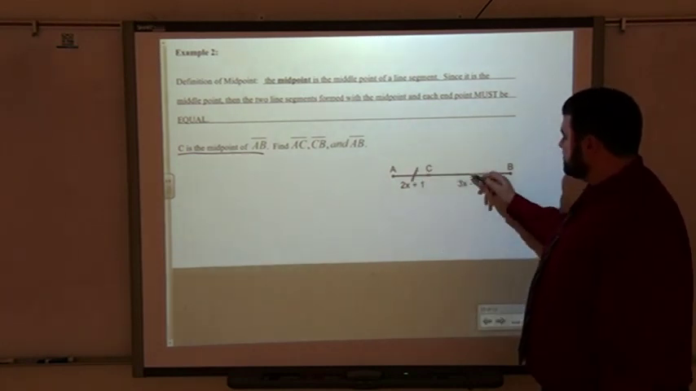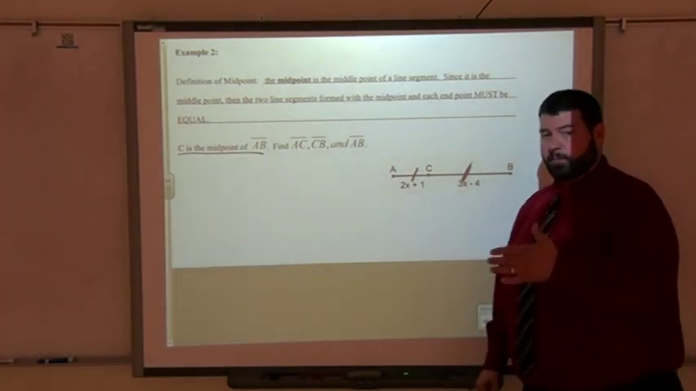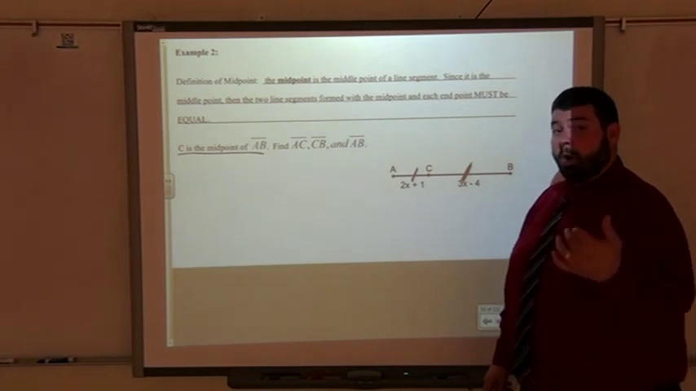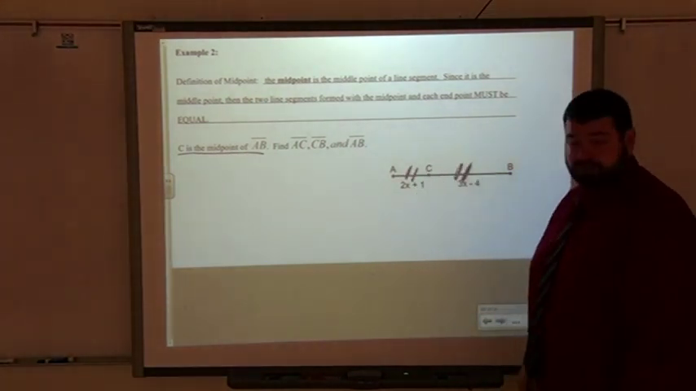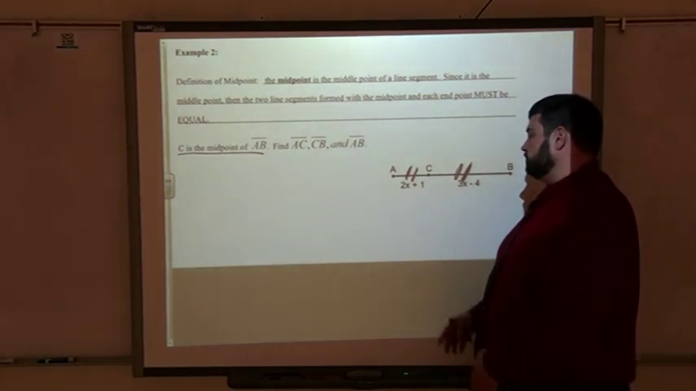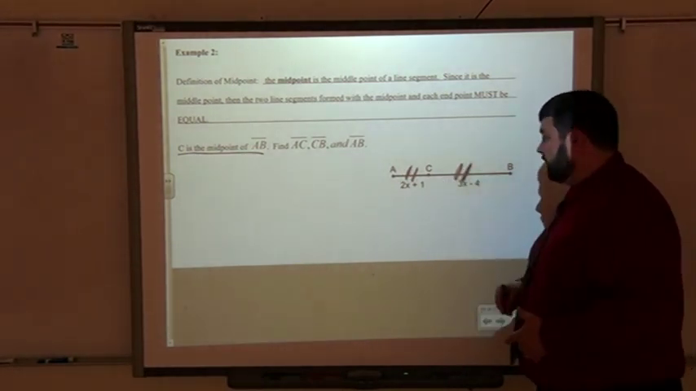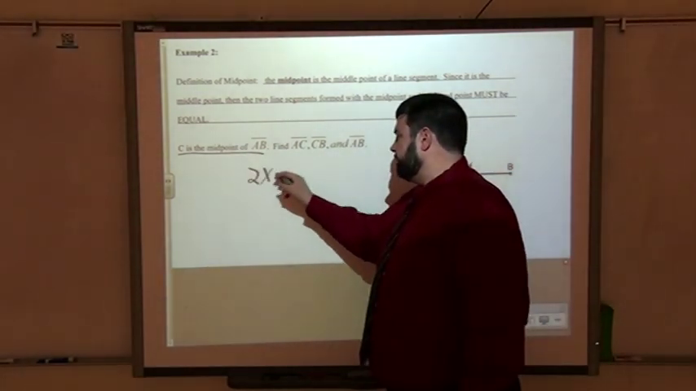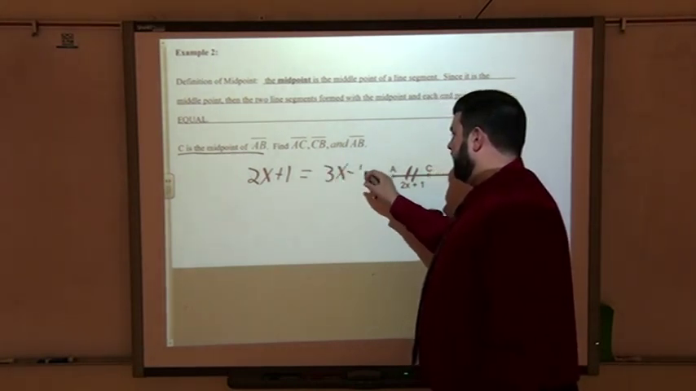Another way they can tell you that C is a midpoint is with slash marks, or sometimes called tick marks, where they say these two guys are the same. Stuff that's marked the same are congruent in geometry. So if I put 2 here, then I gotta put 2 here, because they have to be the same exact thing. So, stuff that's the same, stuff that's equal, stuff that's in the middle, we set equal to each other. So 2x plus 1 has to equal 3x minus 4.